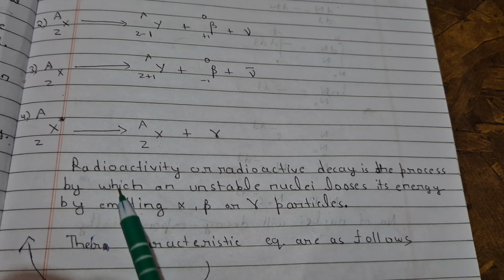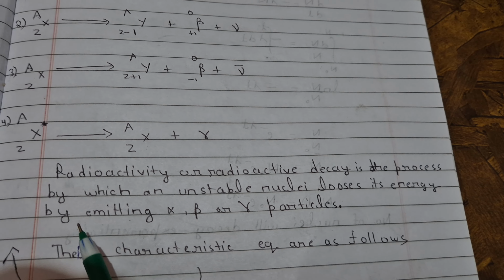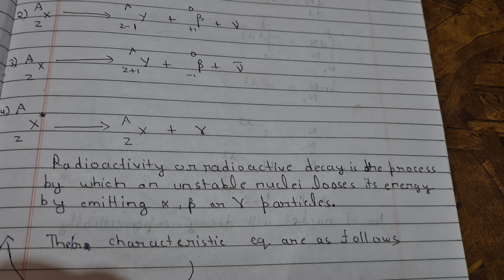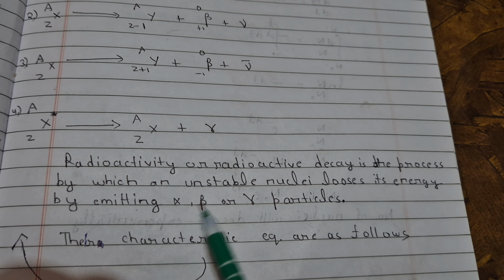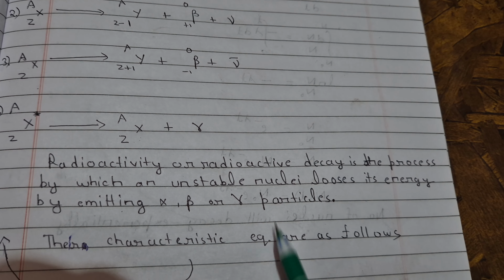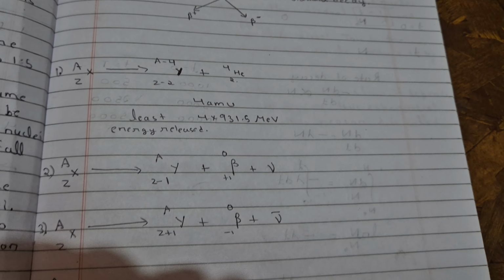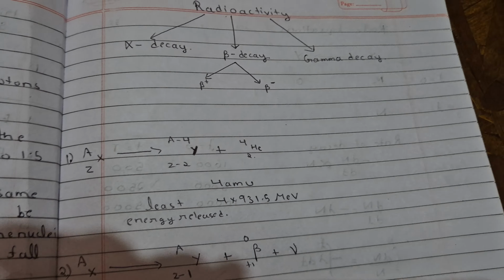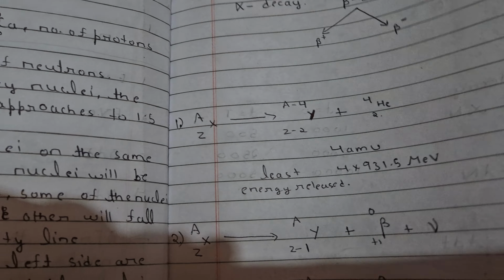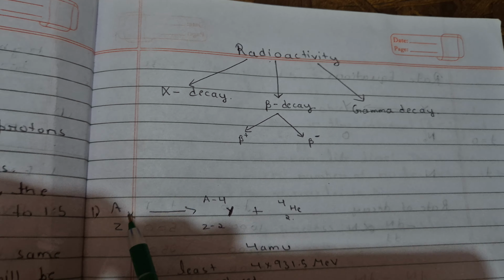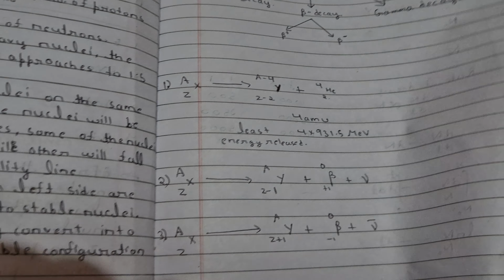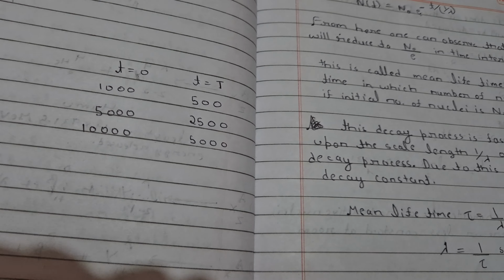As I told you, radioactivity or radioactive decay is the process by which an unstable nucleus loses its energy by emitting alpha, beta, or gamma particles and comes to a stable state. And the characteristic equations for alpha, beta, and gamma decay are as follows, as I already told you. This is the introduction of radioactivity. The basic thing we need to understand is the rate equation, that is, how the nucleus is decaying. That comes from the rate equation.